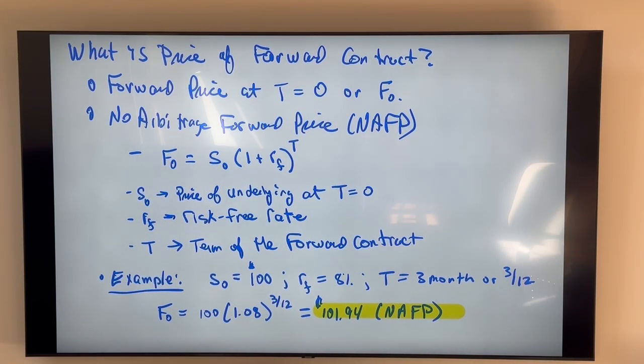Let's suppose the future price is equal to, say, 105. Now, how could you capture an arbitrage profit if the future price was equal to 105 instead of the no arbitrage future price of 101.94? Well, let's look at what you would do.